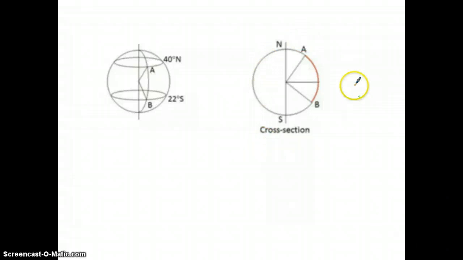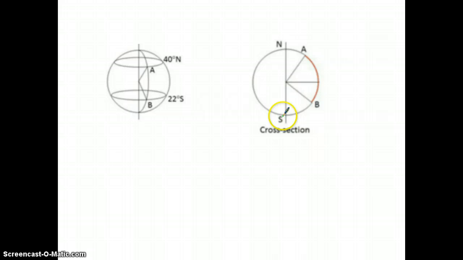One of the easiest ways to do this, though, and it's a good habit to get into now, is to imagine that, remember, if we cut through north and south, we get exactly halfway through the Earth. So if we were to cut through the Earth, we'd actually see that from the side. We'd see a cross section.